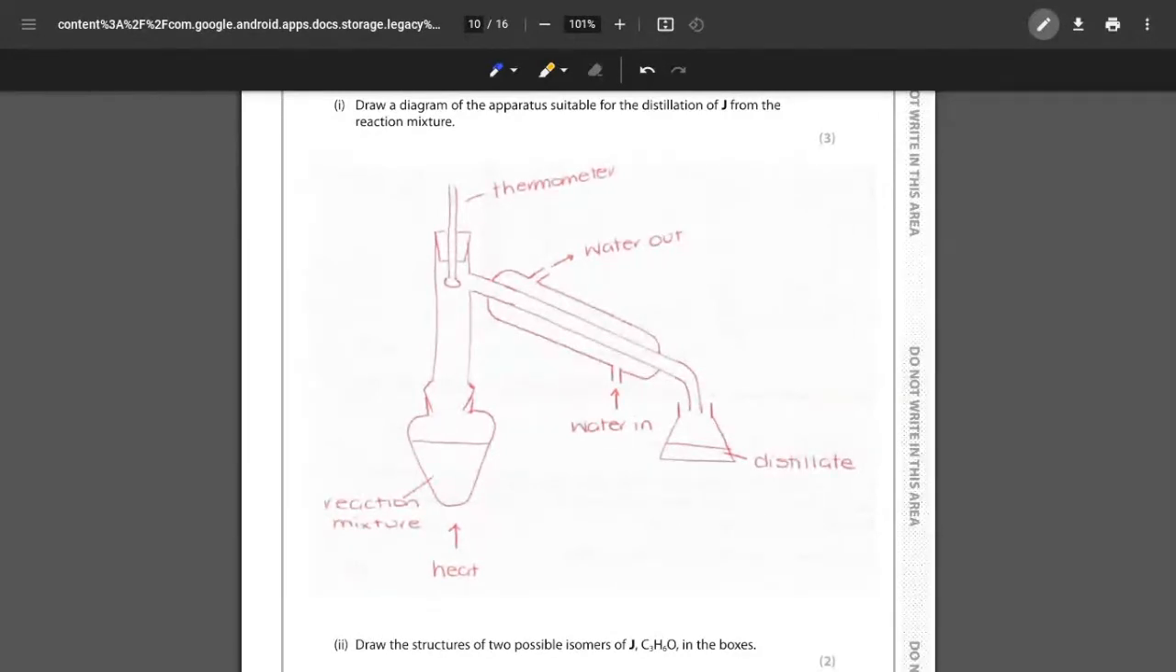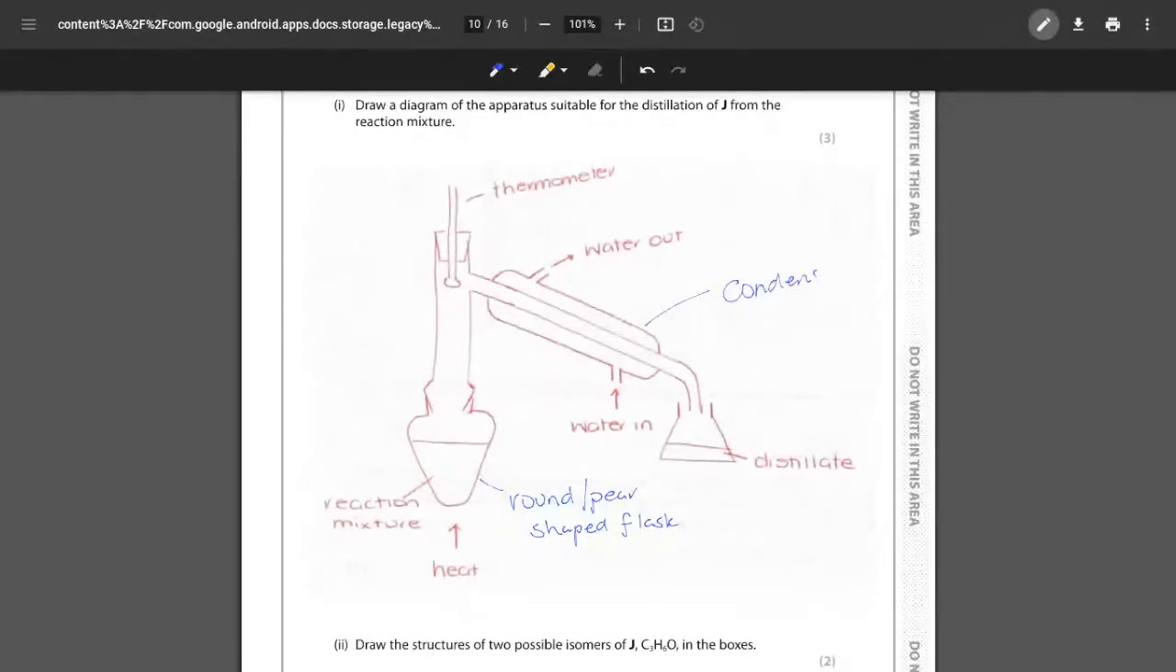You're going to have this either round or pear-shaped flask that is going to contain your reaction mixture, which will be your oxidizing agent and your alcohol. We've got the thermometer at the top with the still head, and we're showing that we've got heat happening as well. We then have the condenser, which is this part here.